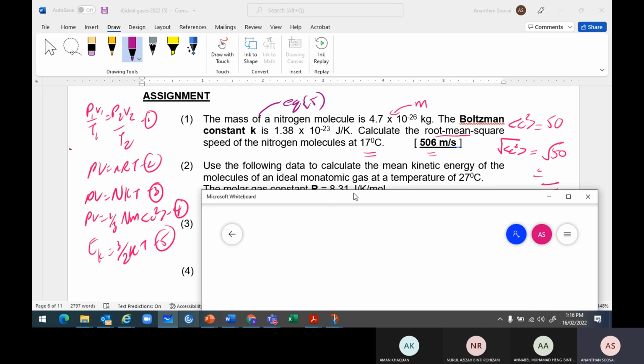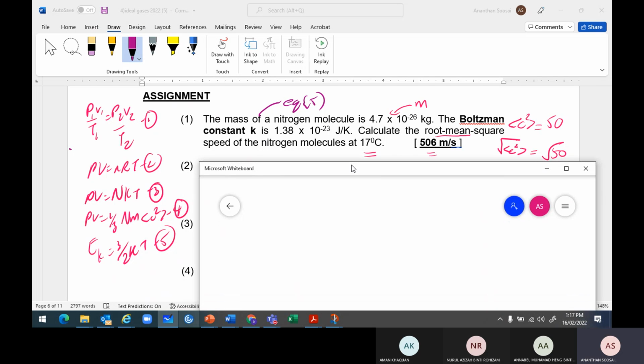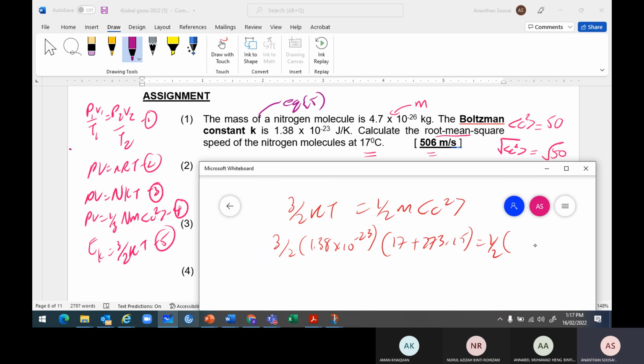First question. Yeah, correct. So 3/2 kT is to be used, and it should equal half mc squared. So 3/2 k is what? 1.38 times 10 to the power of negative 23. Temperature is 17 plus what? 273.15. Equals half the mass of the particle, right? Mass of the particle is how much? 4.7 times 10 to the power of negative 26, times the mean square speed.